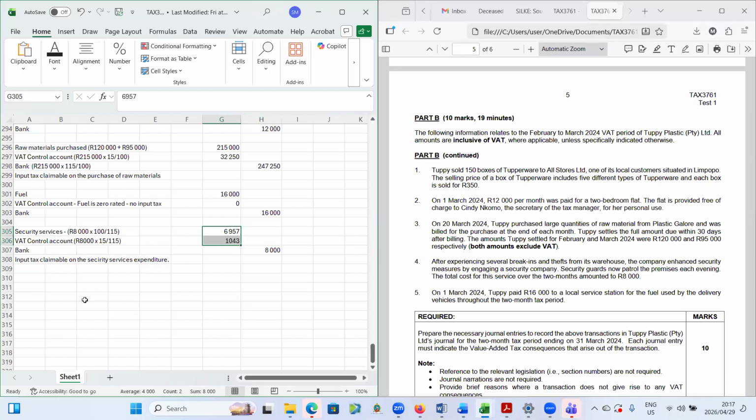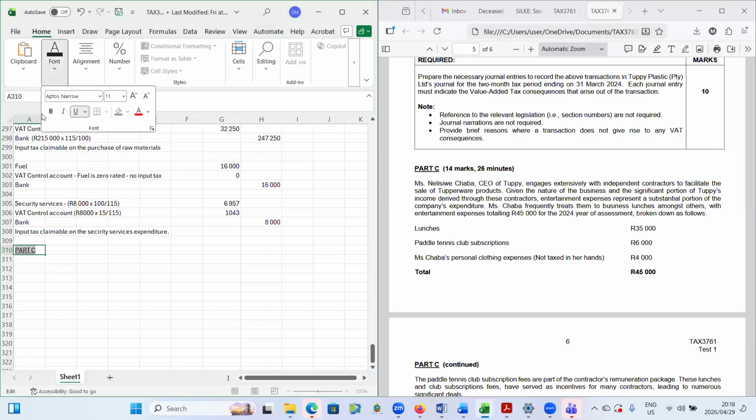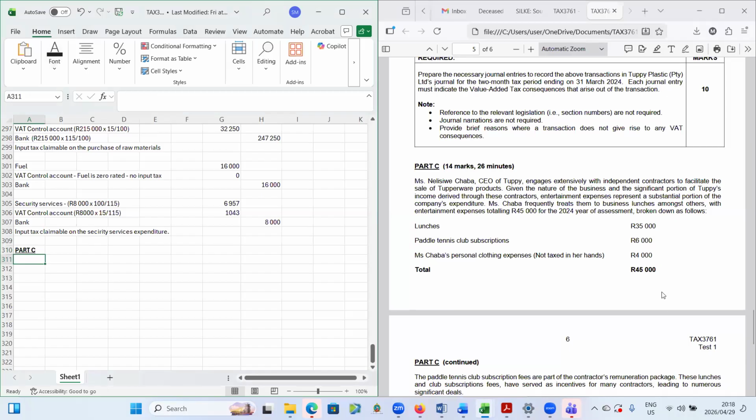If you are fine and if you are happy, I'm also happy. Let's quickly look at part C before I end the class. Part C looks like they looked into the general deduction formula, even though they told us it's gross income. However, they just said you did this when you were doing tax 3761. And that's what they do.